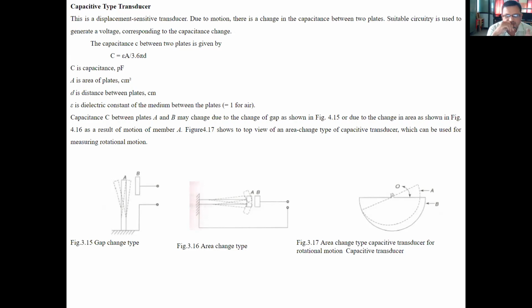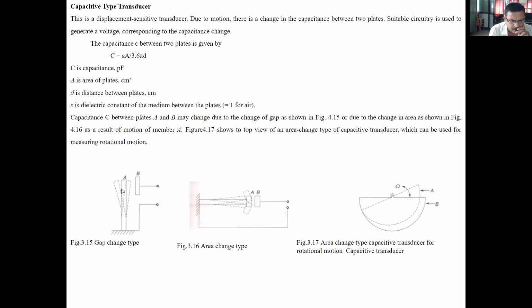Therefore, here the object acts as one capacitor. This is a displacement sensitive transducer. Due to motion, there is a change in the capacitance between two plates. Suitable circuitry is used to generate a voltage corresponding to the capacitance change.